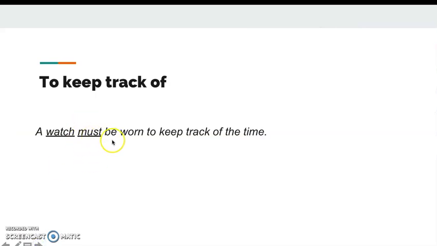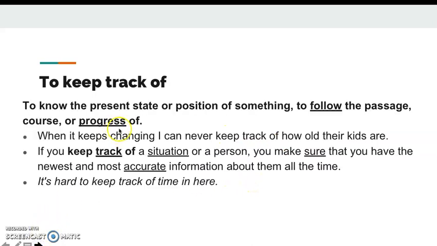For example, a watch must be worn to keep track of the time. By using a watch, we keep track of time, which means to know the present state or position of something. To follow the passage, course, or progress of something means to keep track of something. For example, when it keeps changing, I can never keep track of how old their kids are. I can never follow how old they are.